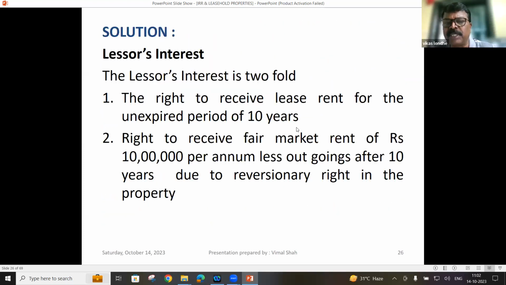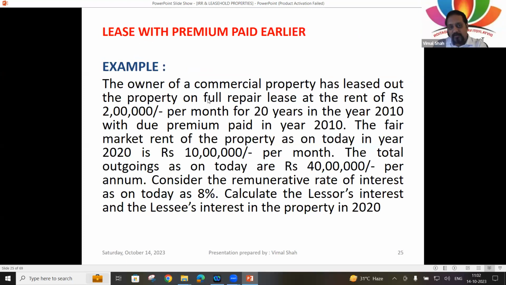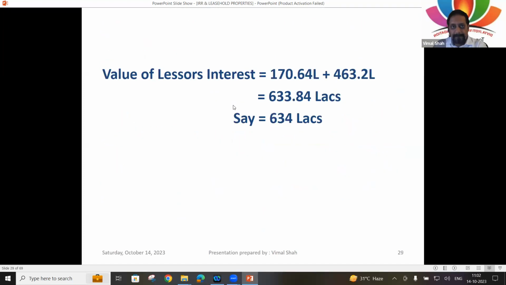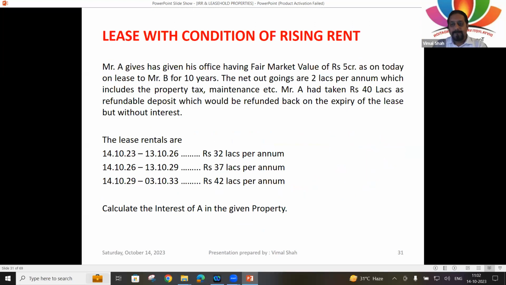Sir, it is mentioned that it is on full repair lease. If it is on full repair lease, the lessee will be bearing all the outgoings. Full repair lease. Okay. Yeah, condition of rising rent.